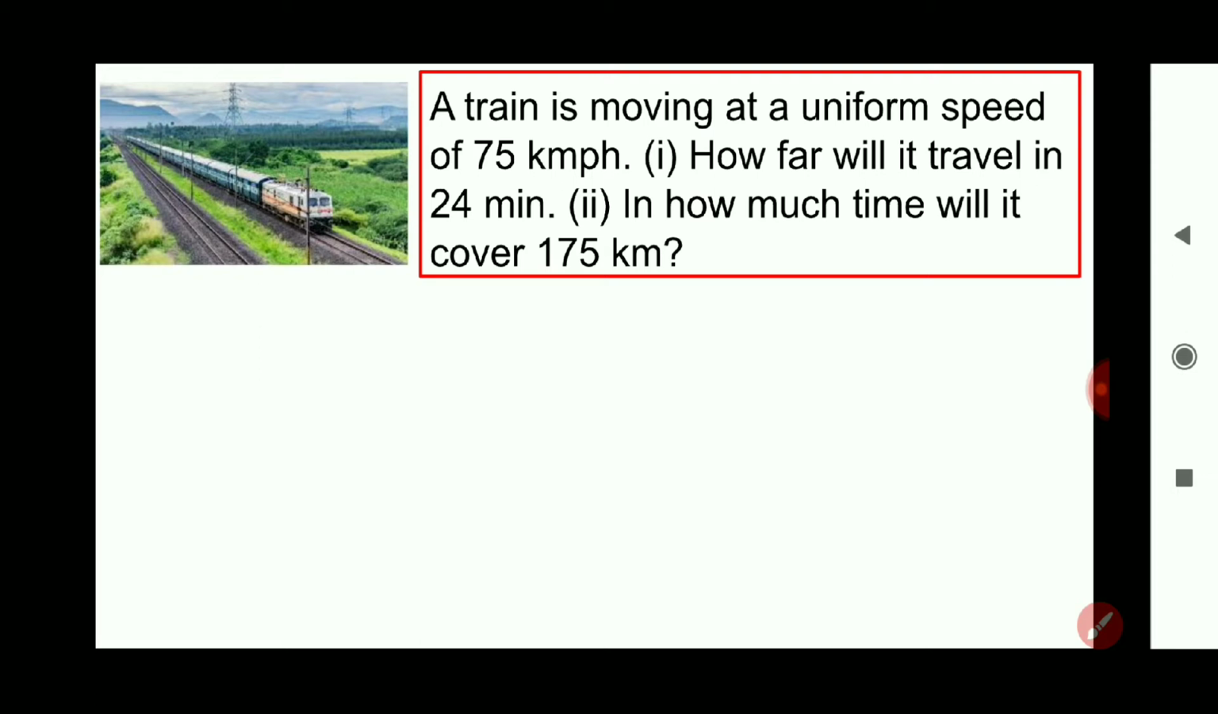Kmph means kilometers per hour. For 1 hour, the train is going 75 kilometers. So, distance is 75 kilometers, time is 1 hour. 1 hour means 60 minutes. Now, the question is, how far will it travel in 24 minutes?